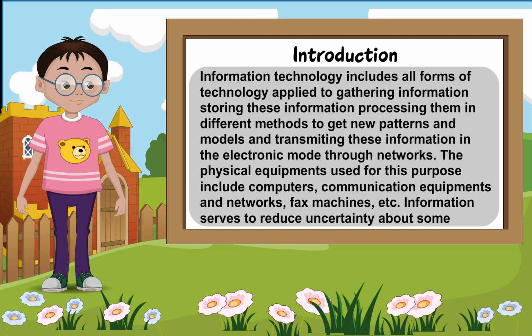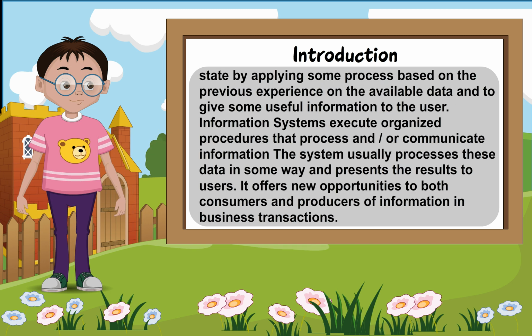Information technology includes all forms of technology applied to gathering information, storing this information, processing it in different methods to get new patterns and models, and transmitting this information in electronic mode through networks. The physical equipment used for this purpose includes computers, communication equipment, networks, fax machines, etc. Information serves to reduce uncertainty about some state by applying some process based on previous experience on the available data and to give some useful information to the user.